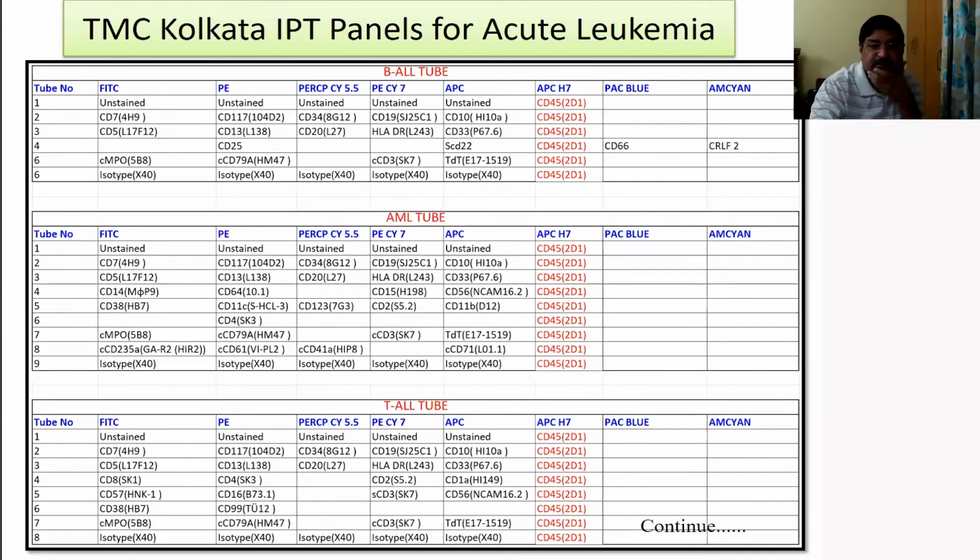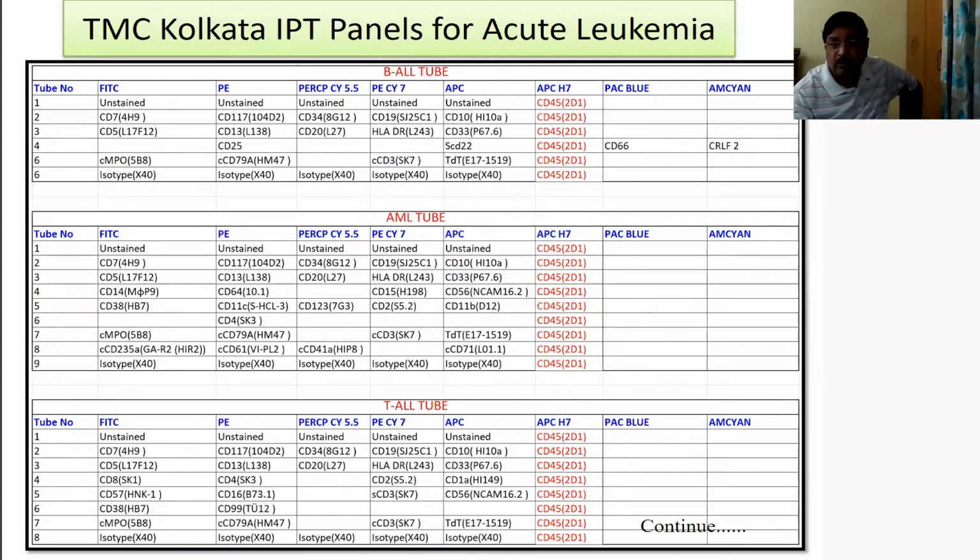Yes, this is the table that we follow. This is the panel that we follow for B-ALL, AML, and T-ALL diagnosis and MRD analysis. So usually we follow the same tube pattern for diagnostic and also for MRD analysis. AML is more complex, so more tubes. And if you have more color machines, you will have fewer tubes. So this is an 8-color panel that I'm showing you because the majority of labs will have an 8-color flow cytometer. So this is how it is.